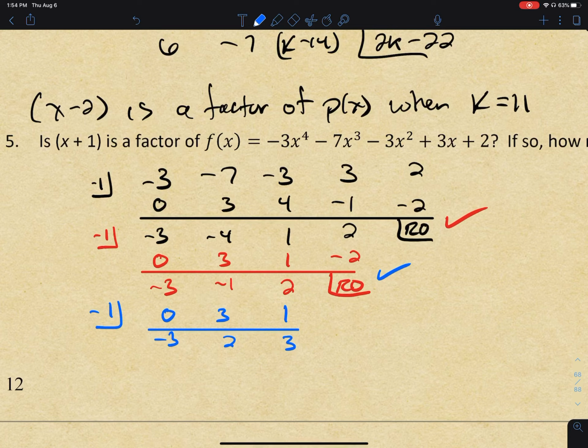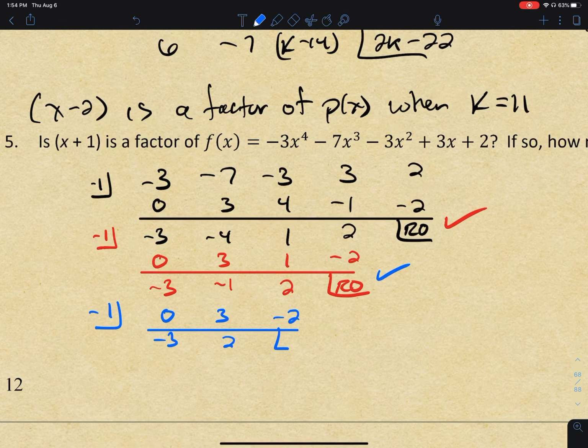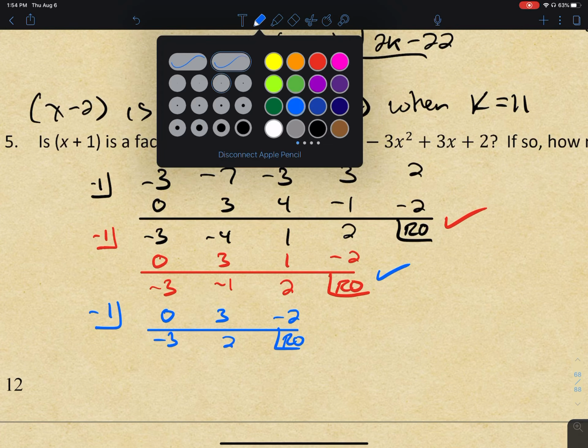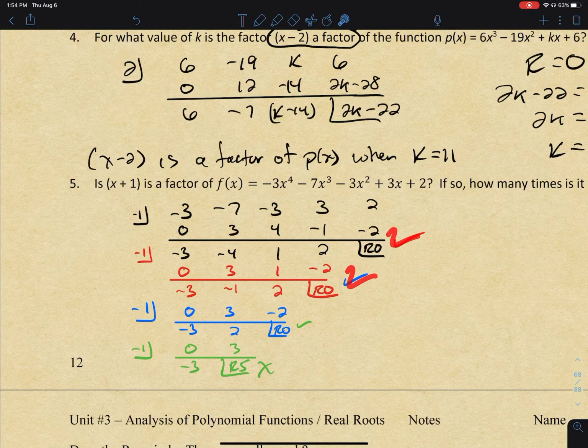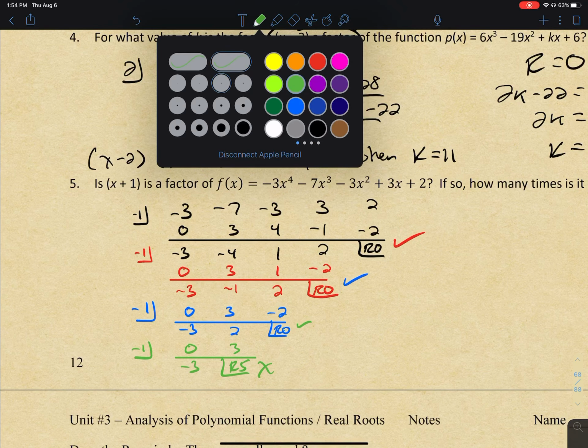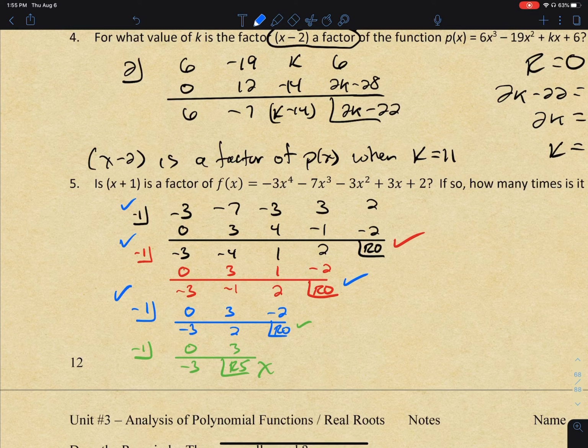Did I make a mistake? Yeah, I did make a mistake. It worked thrice times. Perhaps it works 4 times. Negative 3 times 0 is negative 3. Negative 1 times negative 3 is 3. You add these, you get a remainder of 5. It did not work this last time. So depending on how you're counting, it worked 1, 2, 3 times, didn't work this time.